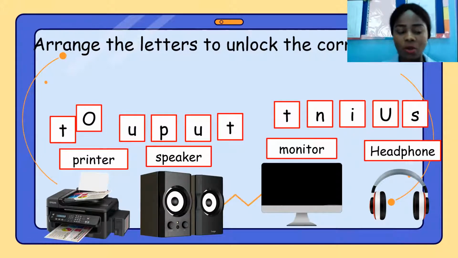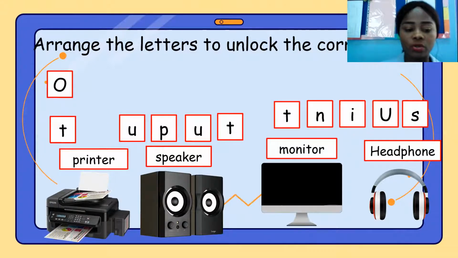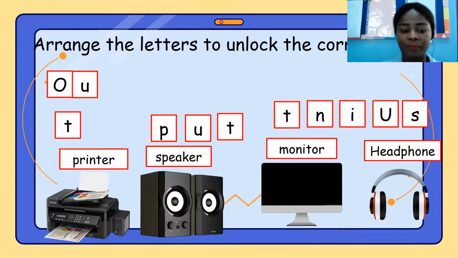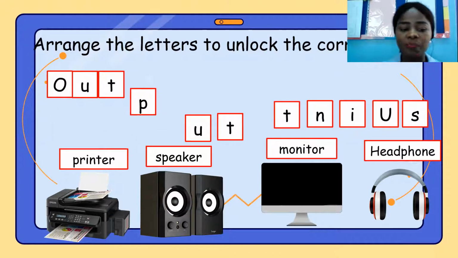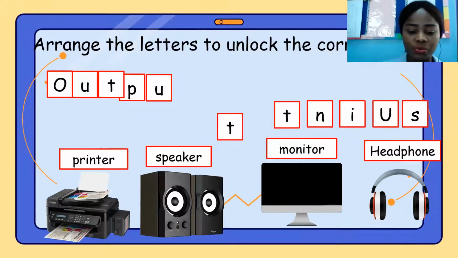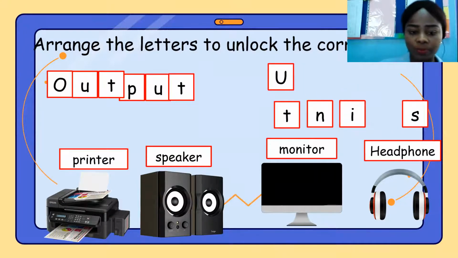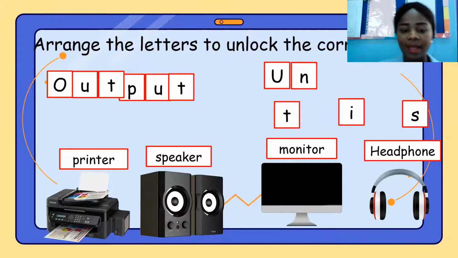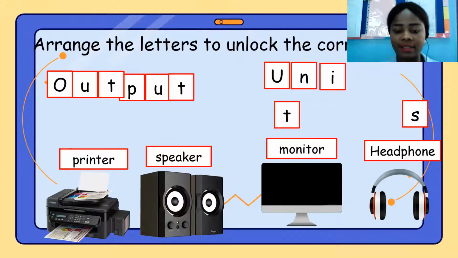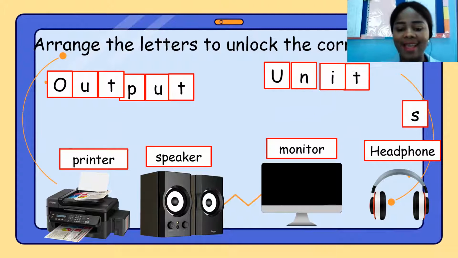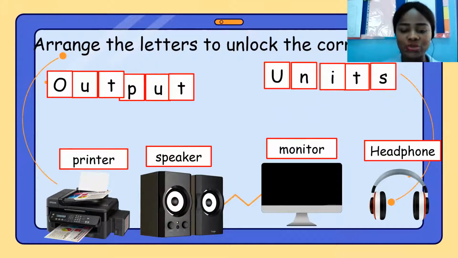What is the first letter? O, U, T, P, U, N, T. Can we read the word together? Output. Again, output. Now let's go to the next one. U, N, I, T, and S is called what? Unit. Can we read the word together now? Output unit.